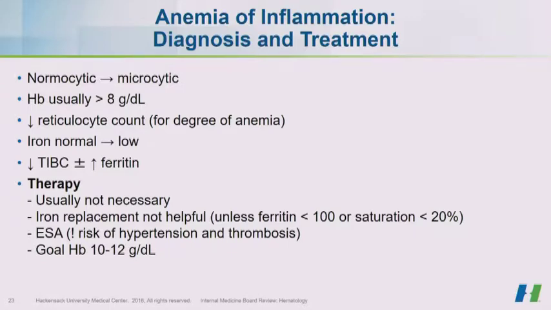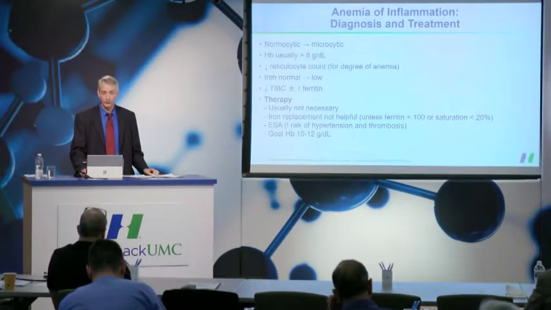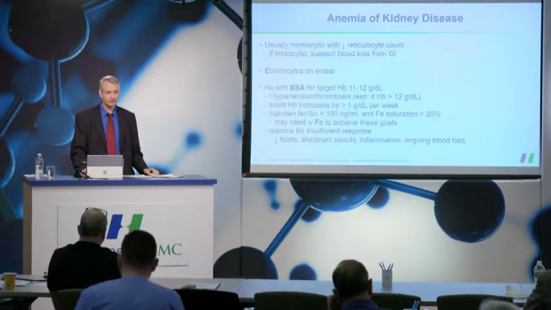So if you use erythropoietic stimulating agents, the hemoglobin really should not ever exceed 12 grams per deciliter. Actually, a lot of people are very uncomfortable giving it for hemoglobin levels of 10 and higher.